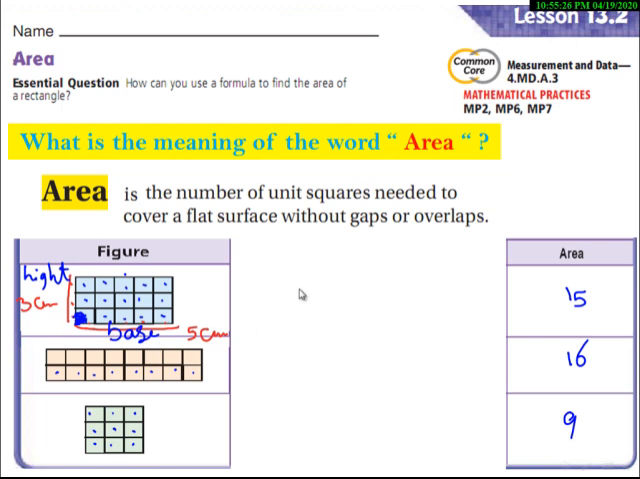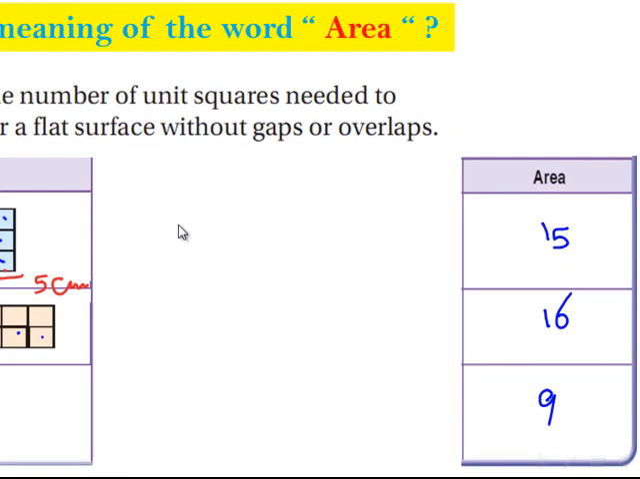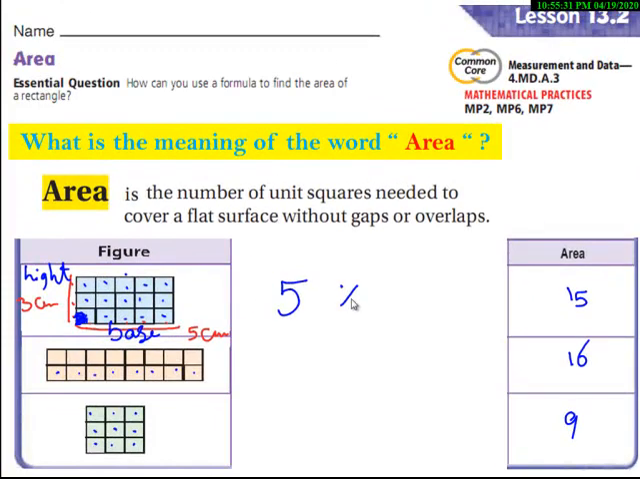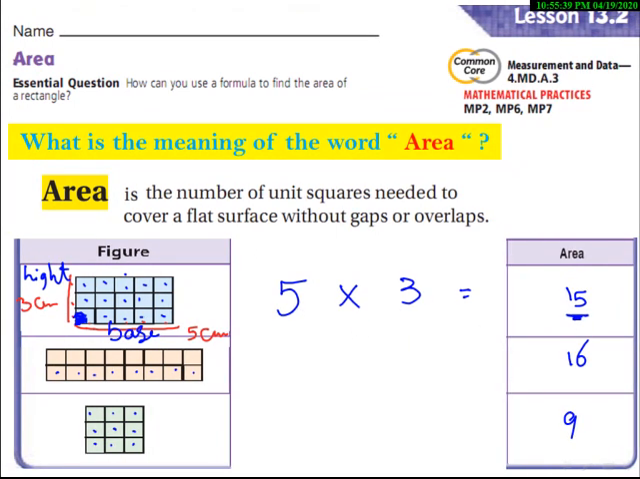So I'm going to ask you the last question. When you multiply 5 by 3, what will you get? Great. I'm going to get 15. It's the area of the figure. Yes, when you use its base, which is 5 centimeters, and its height, which is 3 centimeters, then multiply them together, you will find the area.